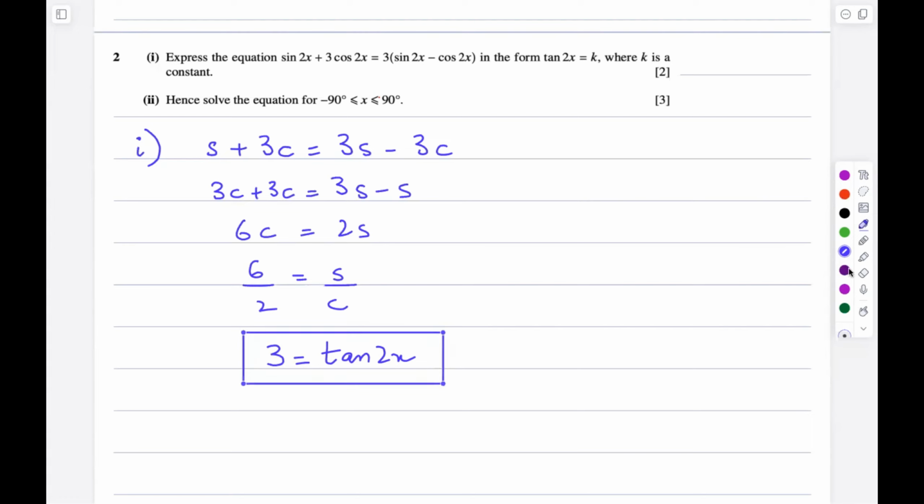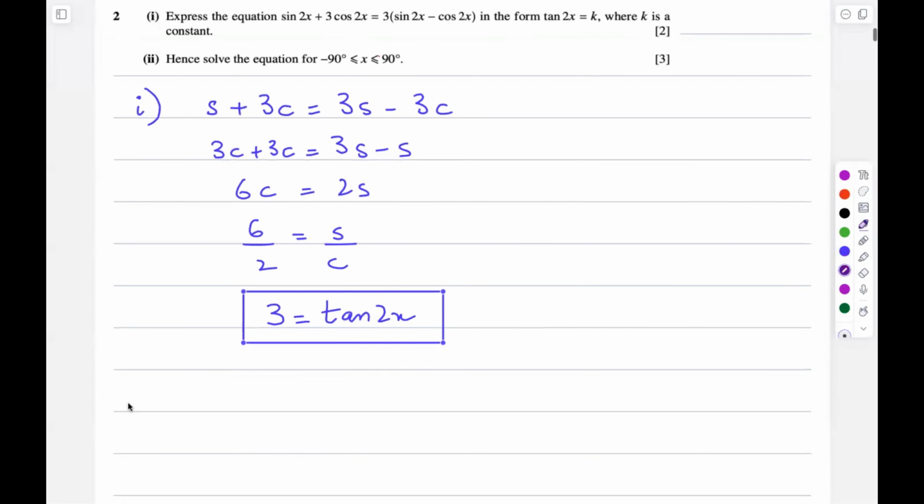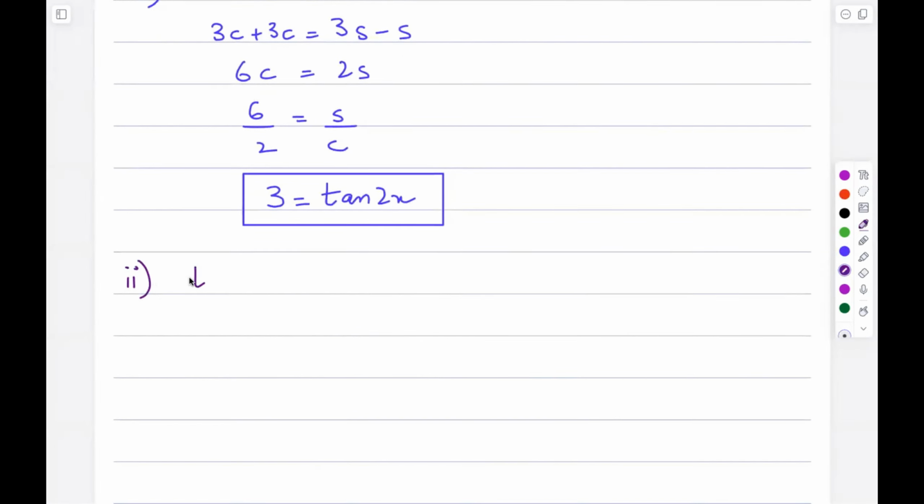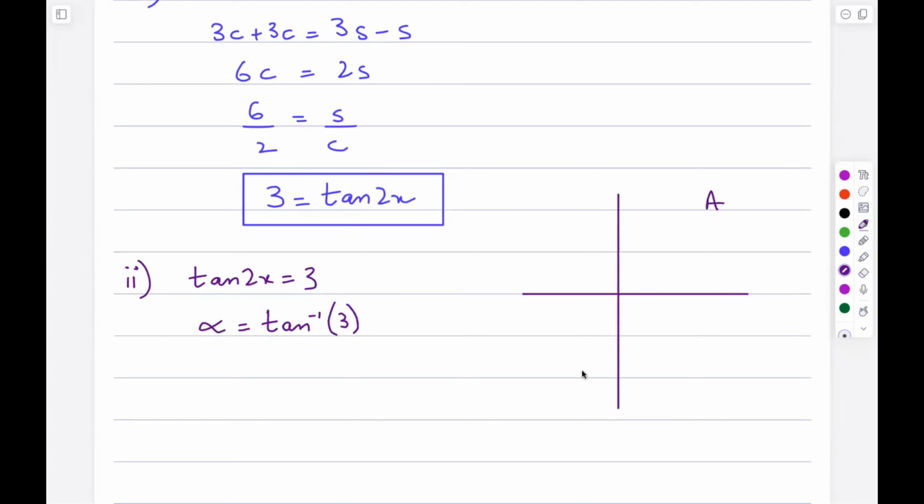Now in part 2, we have to solve the equation for minus 90 to 90 degrees. Now we already have tan 2x equals 3. So in the first step, we will find the basic angle by finding tan inverse of 3. When we substitute this in the calculator, that is equal to 71.56. So we'll be making 71.56 in the positive quadrants of tan. Now, tan is positive in the first and the third quadrant. So we will make 71.56 in the first quadrant and 71.56 in the third quadrant.